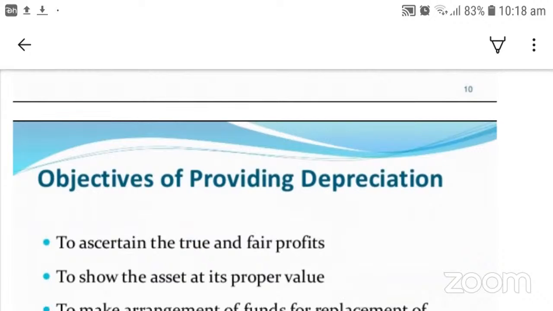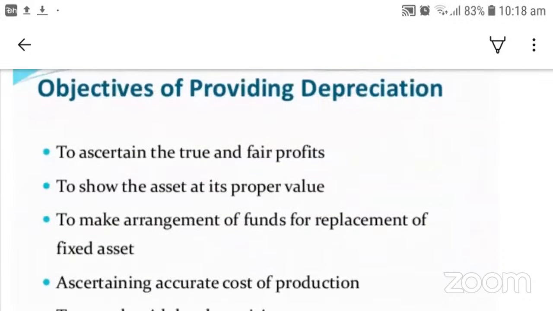Machine account will be prepared to know the true and fair financial position of the organization, to show the asset at its asset value. Day by day it will decrease the value of the asset, so that at the end of the year we will know the true position of the asset.